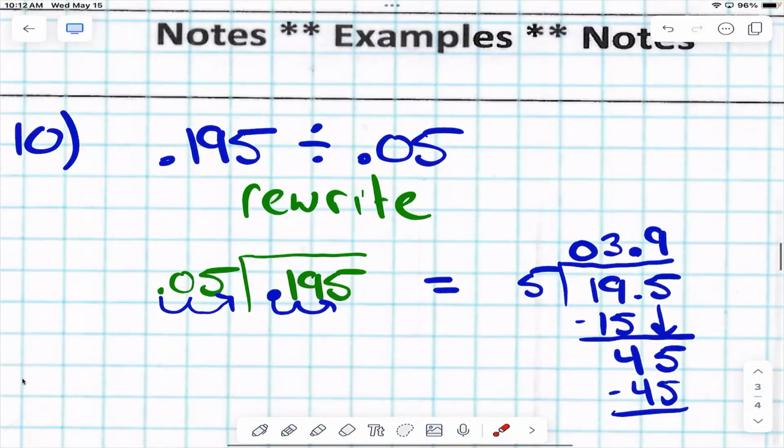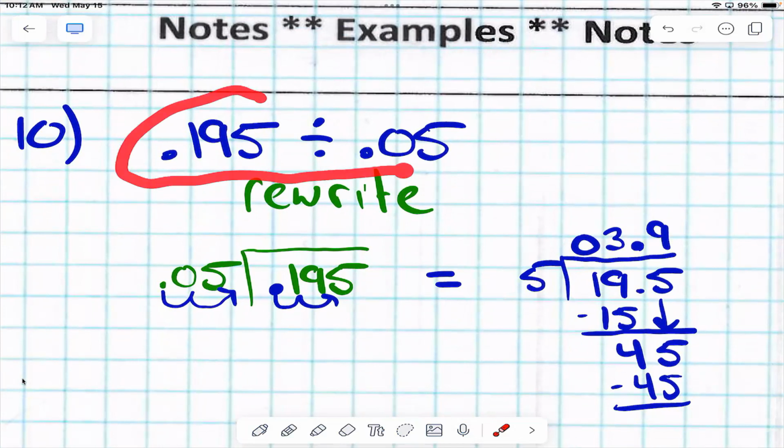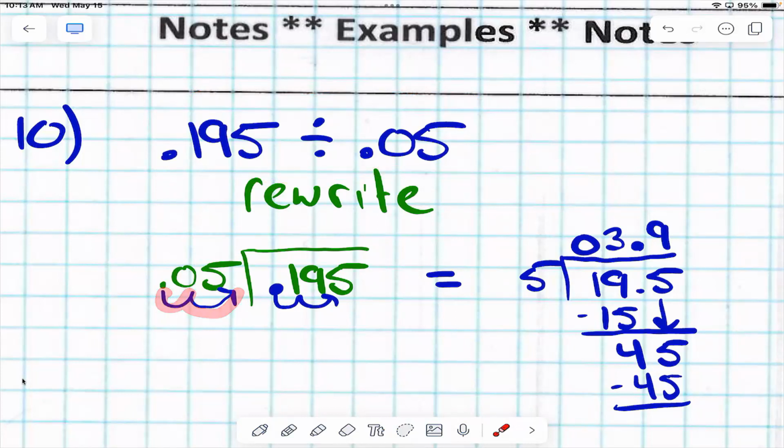Last problem. Which one goes inside the house? The first number or the second number? The first number. And then the second number goes on the outside? Yes. How many bunny hops did this one need? 2. We good? Yes.